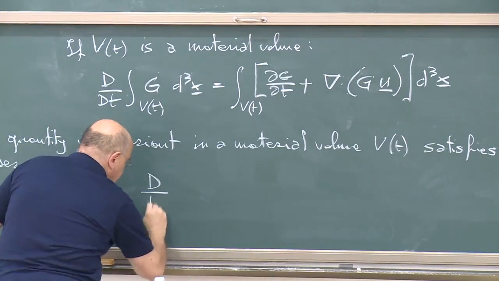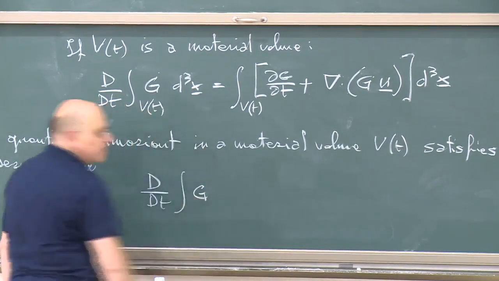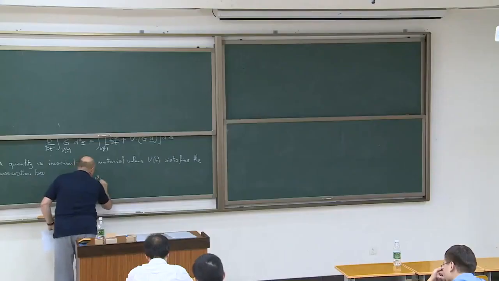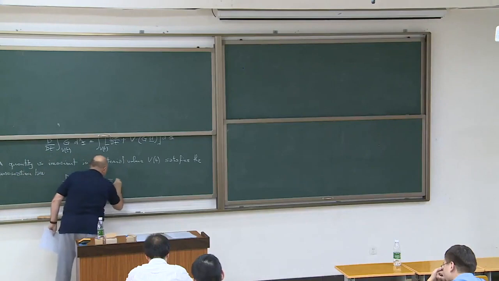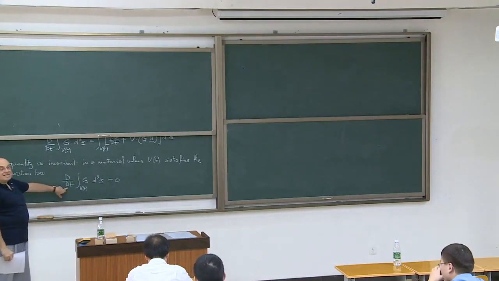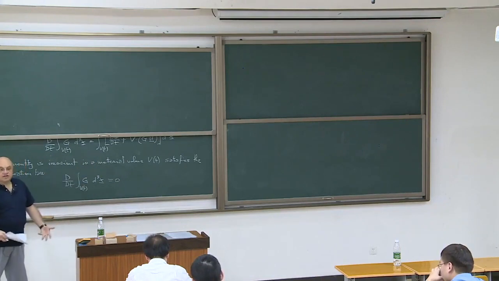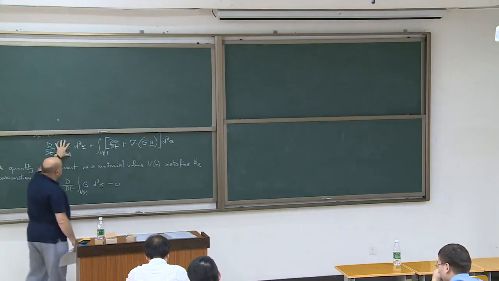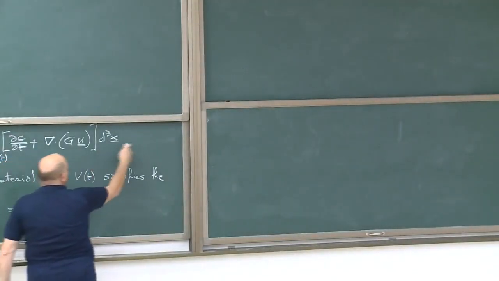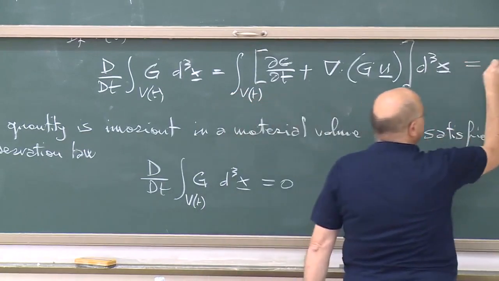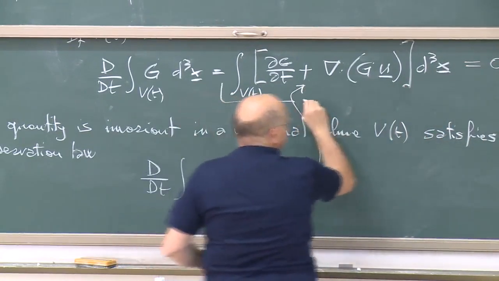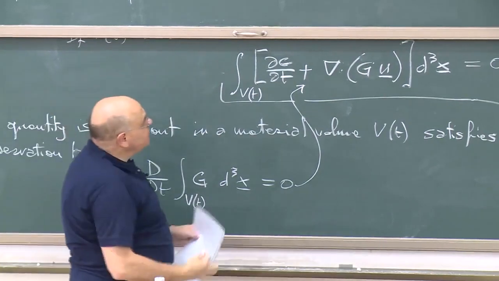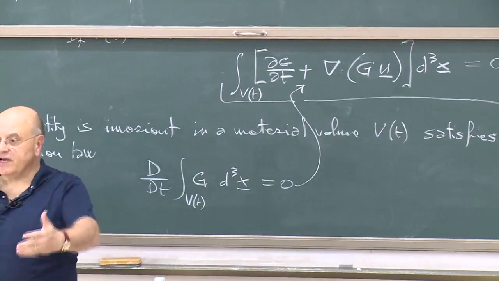given by d/dt of the integral, imagine G is a density, a scalar quantity, of G dt in d3x. If this quantity is zero, and it remains zero in time, then of course this is an invariant, it's conserved. And now we can use this term to equate this part to this part, so we are saying that this quantity, if it is zero, is conserved. So this leads us to this statement here. So this is the general law for conservation.